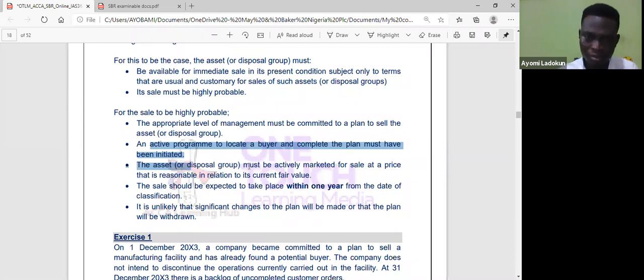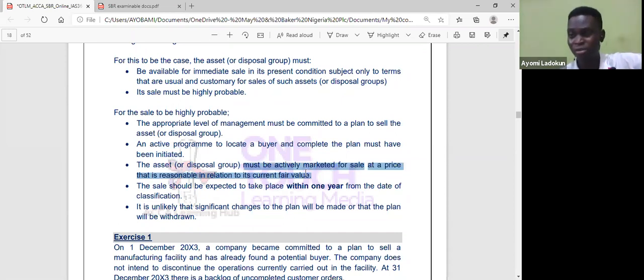Then the price offered for the asset must be reasonable in line with its fair value. The fair value of the asset is 3 million, for example. The company wants to sell it at 4 million. It's not reasonable. Okay. Now, what is reasonable in your exam? It has to be at par with the fair value. So once it's higher than the fair value, it becomes a problem. Okay. So now, it says it's expected to occur within the next 1 year.